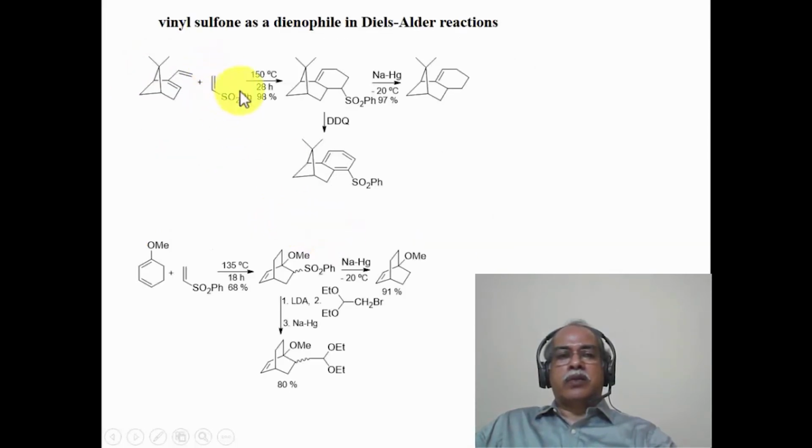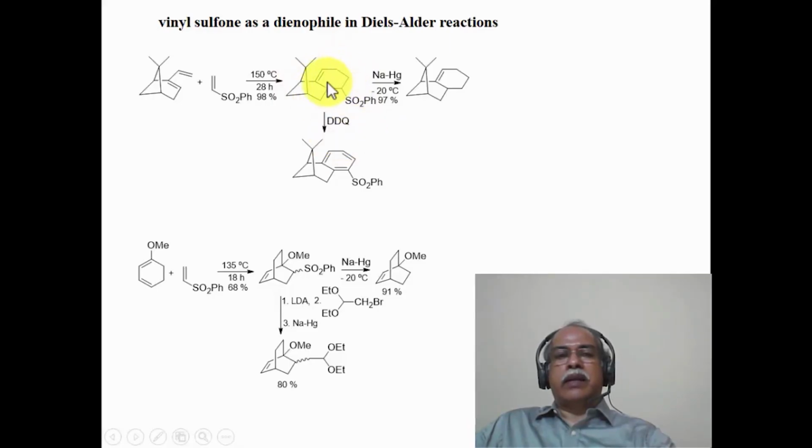Vinyl sulfones are also fairly powerful dienophiles because of the electron withdrawing nature of the sulfone group. They act as dienophiles in Diels Alder reaction. A couple of examples are shown here. The diene, which is this particular diene derived from alpha pinene, undergoes Diels Alder reaction with phenyl vinyl sulfone at 150 degrees. Nearly quantitative yield of the corresponding Diels Alder adduct is formed.